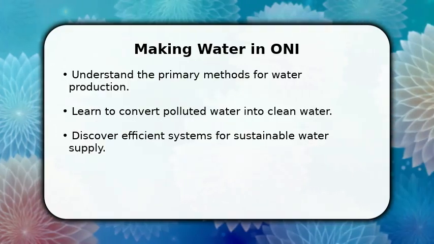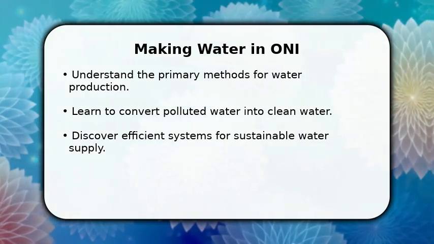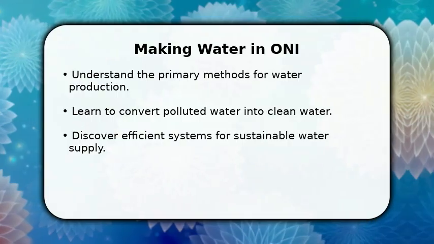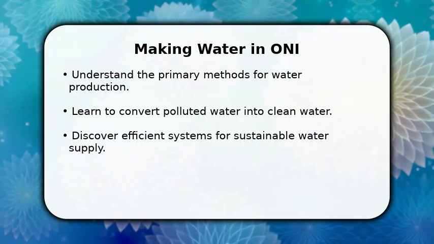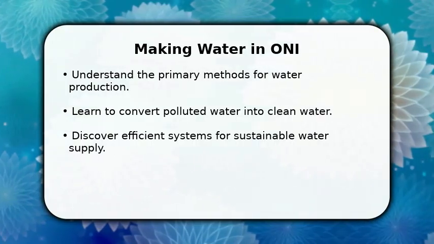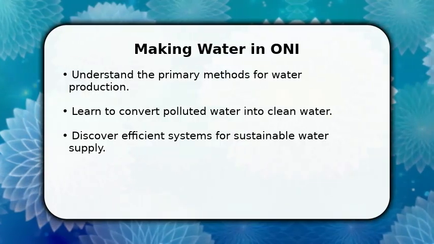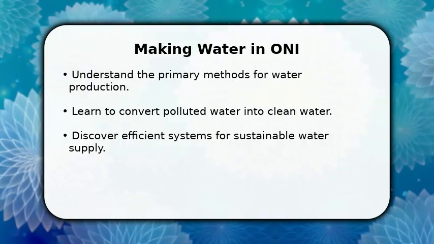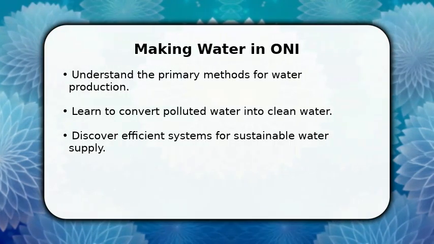In this video, I will explain how to make water and oxygen not included. We will go over the essential techniques to ensure your colony has a constant and reliable supply of this vital resource. We will cover the initial steps for converting polluted water, then move on to more advanced and sustainable methods. By the end, you will have a clear understanding of how to manage your water cycle effectively.